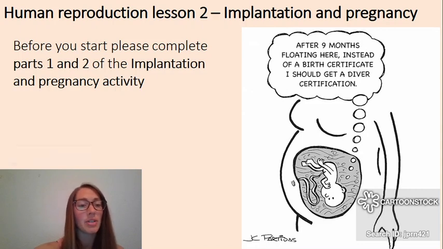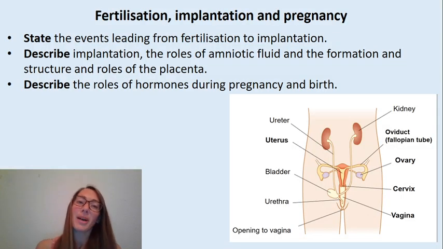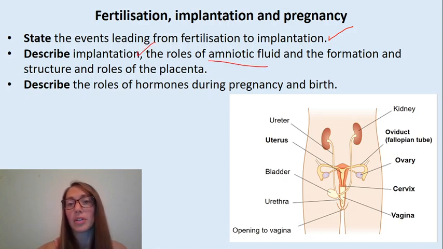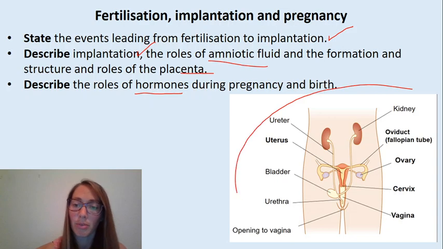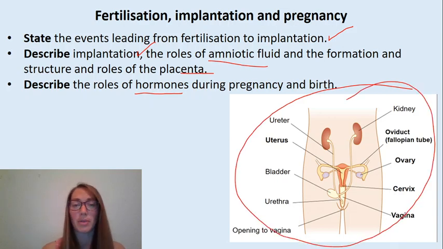Before you start, please make sure that you've completed parts 1 and 2 of the implantation and pregnancy activity. By the end of this session, I'd like you to feel confident that you can state the events leading from fertilisation to implantation, describe implantation and the roles of the amniotic fluid and also the placenta, and describe the roles of the hormones during pregnancy and birth. You might just want to remind yourself of the female reproductive system before we start.